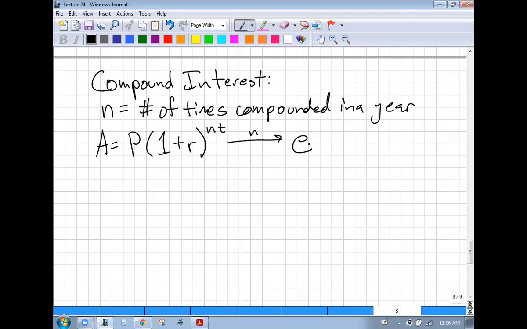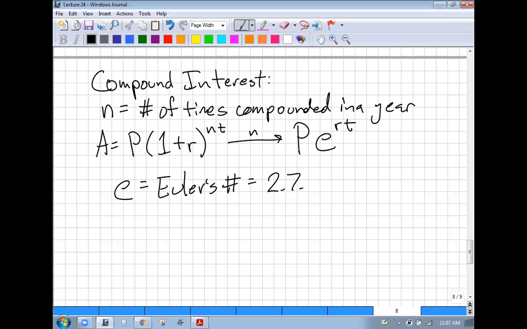you end up with e to the RT. Hold on, let me make sure I write this down right. The continuous compounding interest formula: we still have the P, and it turns out that as N goes to infinity, this thing here turns into e to the RT, where e is Euler's number, which is 2.7 something, something, something.